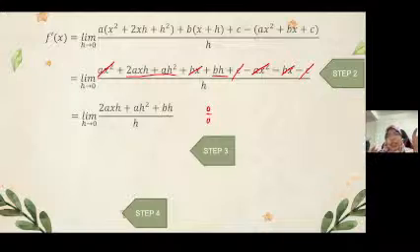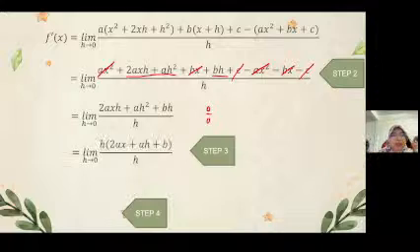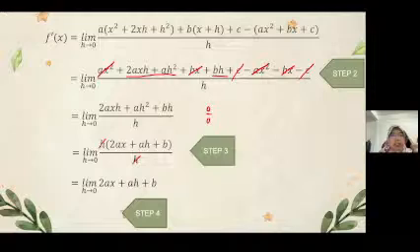So this is similar to limits, because this is a limit, right? If we have 0 over 0, we should factorize and cancel out the term that will give us 0 over 0. Okay, so I factorize the h. So I will have h(2ax plus ah plus b) over h. Now we can easily cancel out h and h. So we have the limit as h approaches 0 for 2ax plus ah plus b. Now you can easily substitute with h equal to 0 and that will give you 2ax plus b.